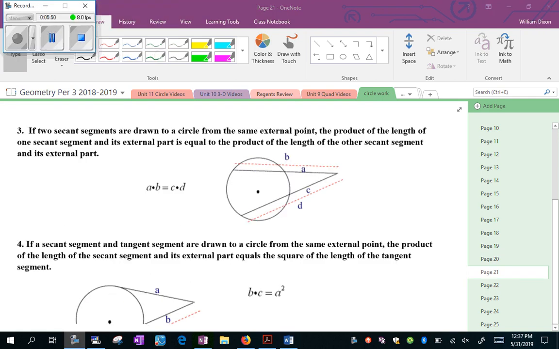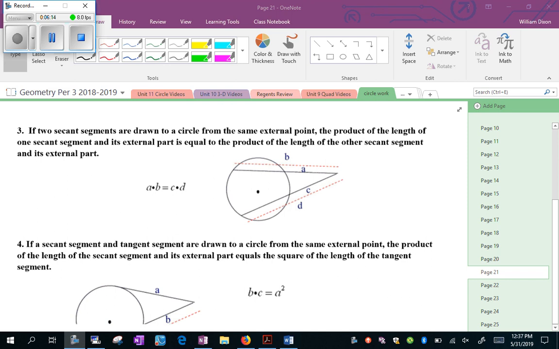All right. So we have 2 more theorems. The next one says if 2 secant segments are drawn to a circle from the same external point, the product of the length of one secant segment and its external part is equal to the product of the length of the other secant segment and its external part.